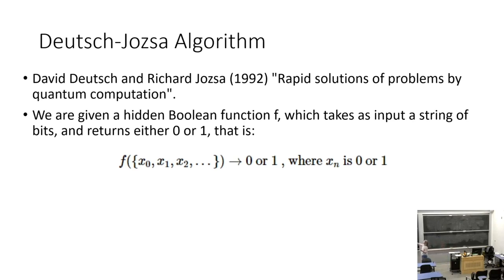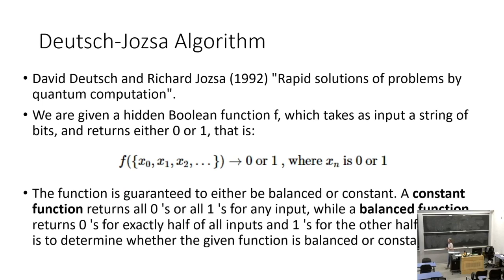All right, so the problem that they want to evaluate is quite similar. You're given some hidden Boolean function f, and it's going to take as its input a string of bits, zeros and ones. So here's our function. It's going to take input zeros and ones, and it's going to output 0 or 1. And the function is guaranteed to be balanced or constant. In the case of a function with multiple inputs, a constant function is going to return all zeros or all ones for any input.